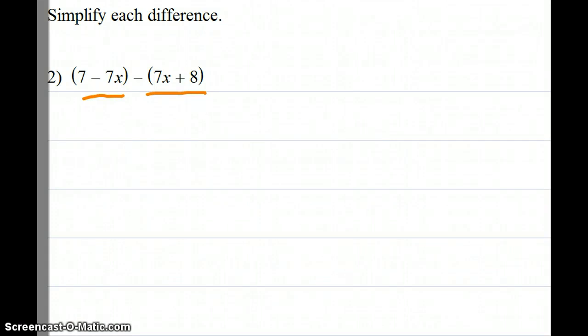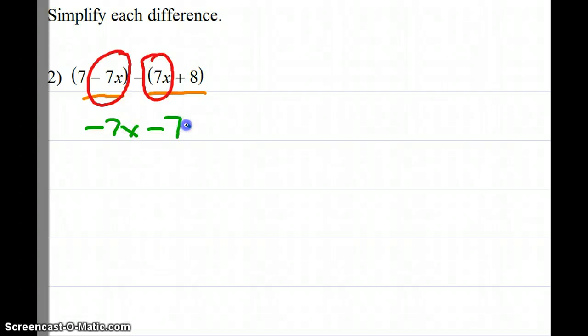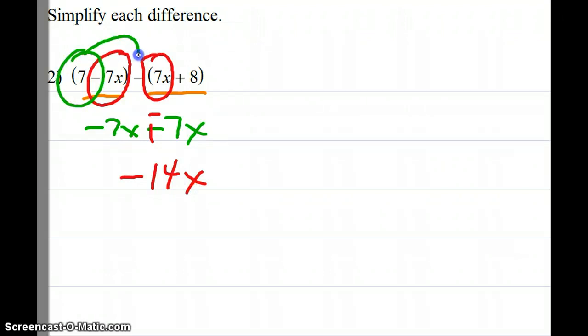We don't do anything with the powers because we're adding, but when we look at like terms, these terms look alike to me. So a -7x minus a 7x, be careful, -7x minus 7x is the same thing as adding a negative, so this will give us -14x. Combining terms, we're taking a 7, but then we're subtracting off an 8. So be careful when you're subtracting. 7 minus 8 is equal to -1.